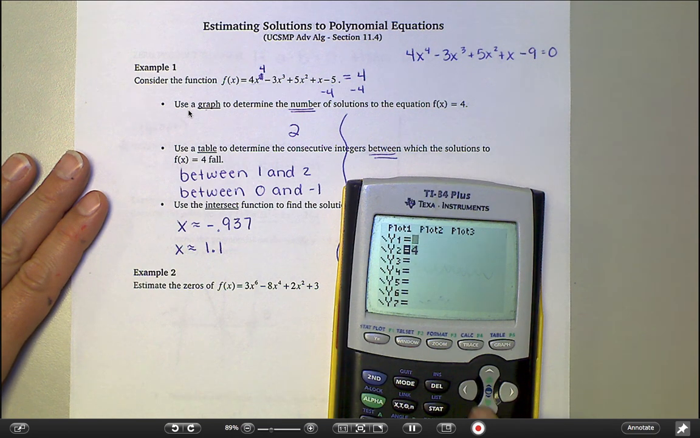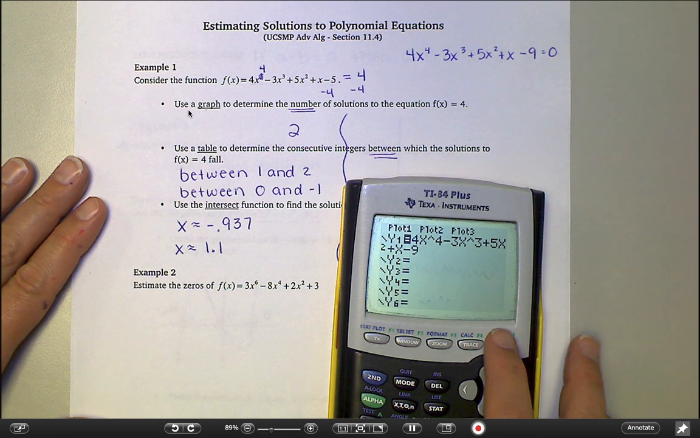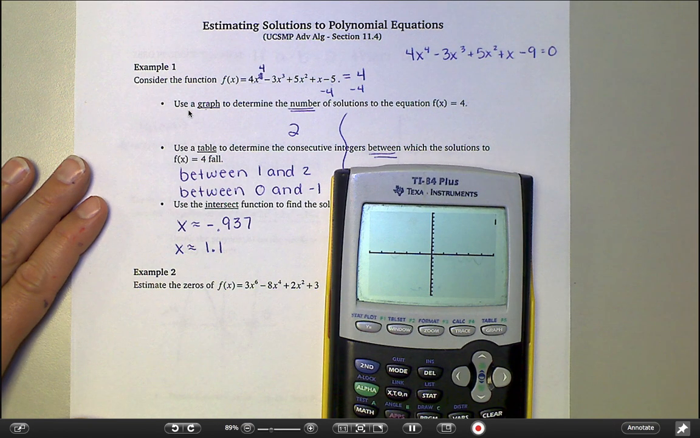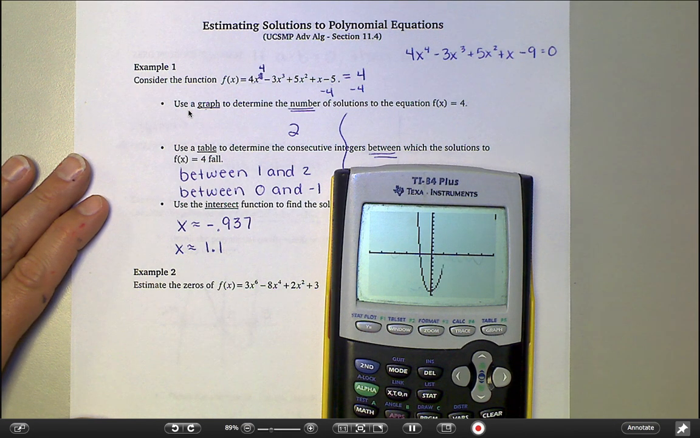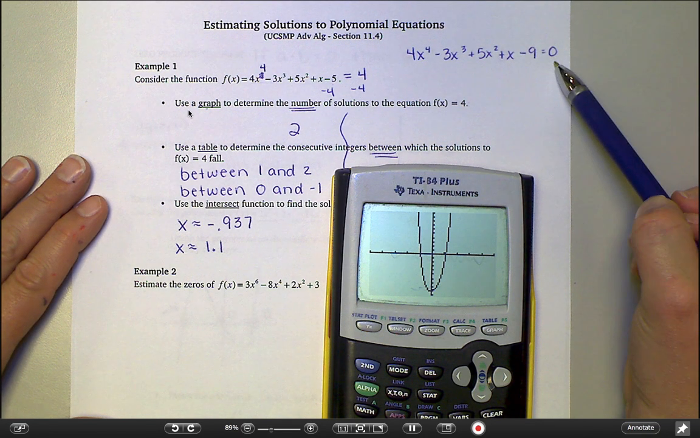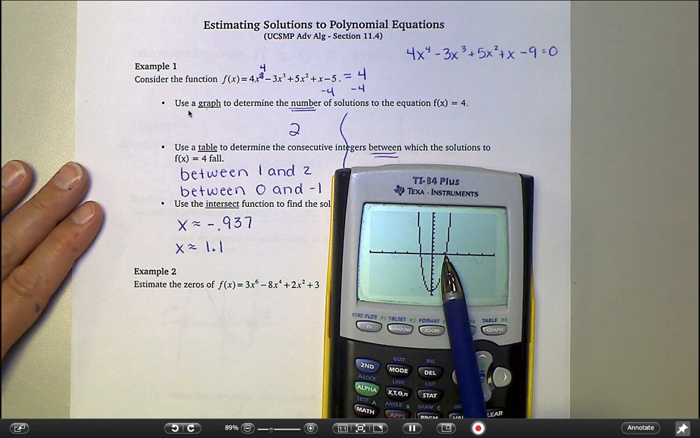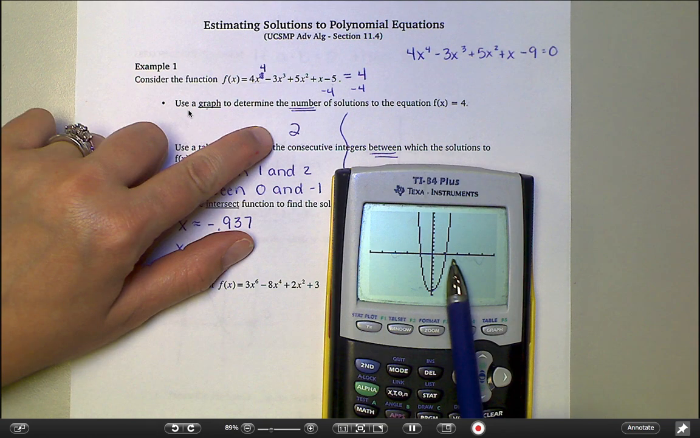Okay, clear this out. I could type that in. Oh, I should have left that, but 4x to the 4th minus 3x cubed, whoops, plus 5x squared plus x minus 9 this time. Now my graph is going to look different because I changed my polynomial here. But now what I'm looking for are the zeros, right? Because I moved that 4 to the other side, so now I'm looking for where this thing equals 0. So I would still say that it hits the x-axis twice, okay?